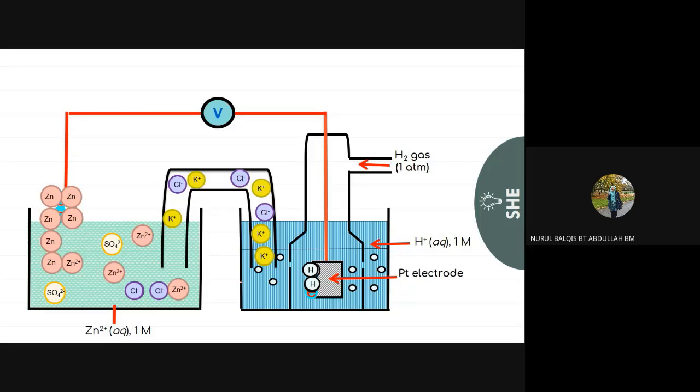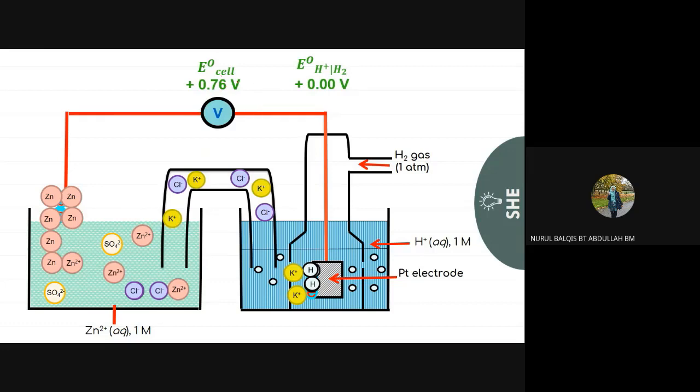Faham tak? Okay. Lepas tu, apa yang kita kena buat, kena balancekan balik. K plus akan try to balance balik the solution. Itu yang dia buat lah. Okay. So daripada reaction ni, kita akan dapat bacaan nanti. We know SHE is 0.00 volt. And then, zinc kita tak tahu lagi, tapi bacaan on the voltmeter, kita ada positive 0.76 volt.